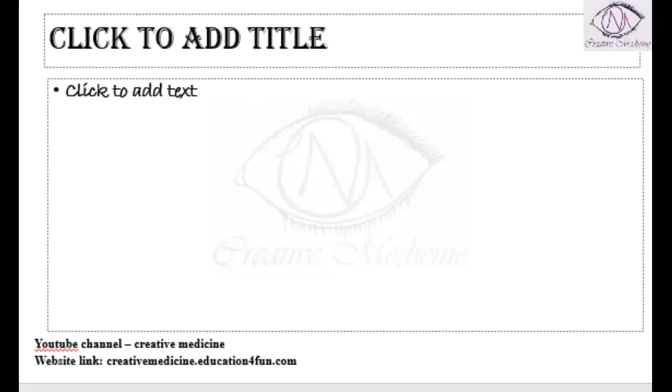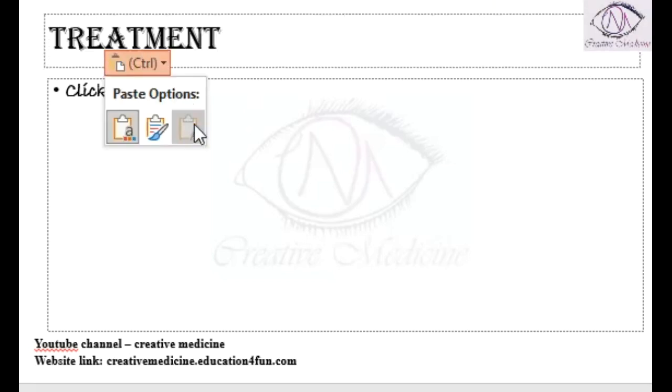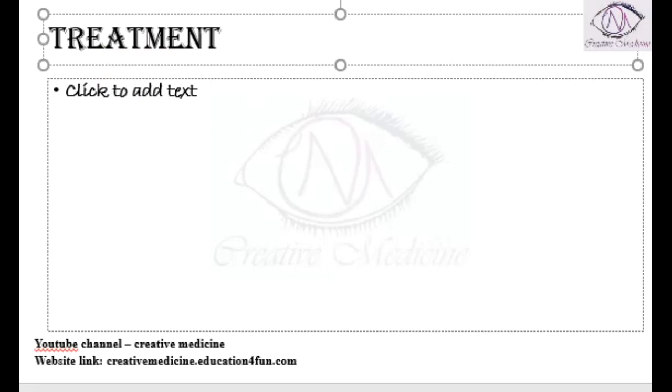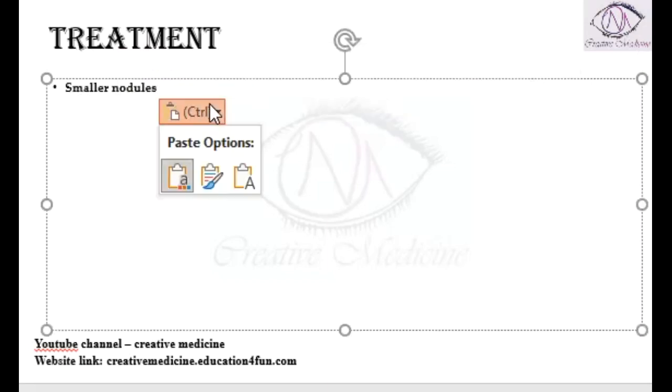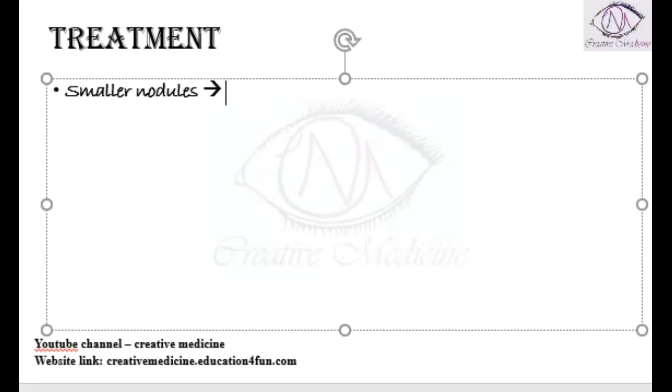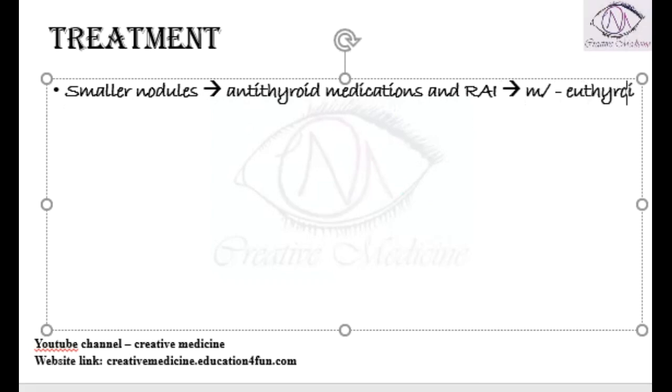Then treatment. If it is a toxic adenoma, then the treatment depends upon the size of the nodules. If the nodule is smaller in size, then it is better to give medications, and anti-thyroid medications can be given along with radioactive iodine therapy if required. After giving the radioactive iodine therapy and anti-thyroid medications, in most of the cases, the patient becomes euthyroid.